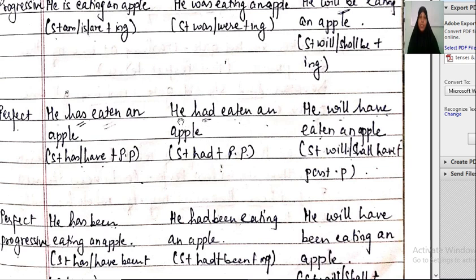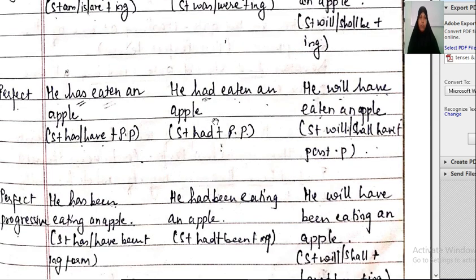Here the structure of the sentence will be subject plus had before the verb and the past participle of the verb, that is eat will become eaten. That you have to keep in mind. Again, past perfect tense denotes an action completed before a certain moment in the past. So the structure of the sentence will be subject plus had plus past participle of the verb, that is eat will become eaten. You have to just keep in mind, you have to add had before the verb.